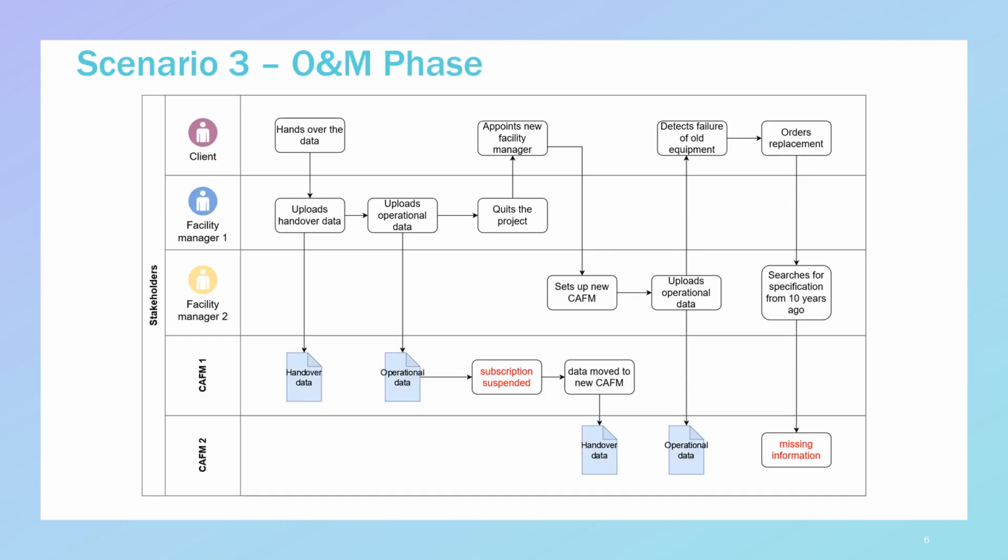The operation and maintenance phase is the longest of all of the phases, as it can reach even up to 50 years. So it can easily happen that the facility manager company is changing during those years, and the systems like FM tools that they are using are also changed. And in this case, all of the data must be transferred from one to the other, which can also cause missing information and lack of access to the previous information that is needed.